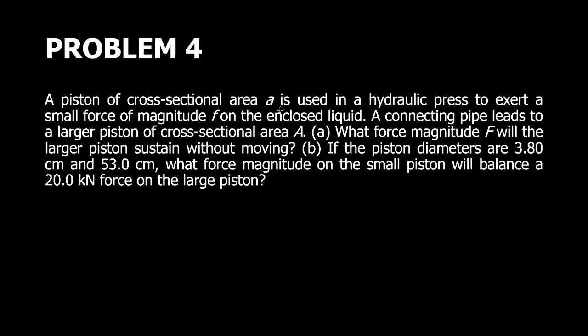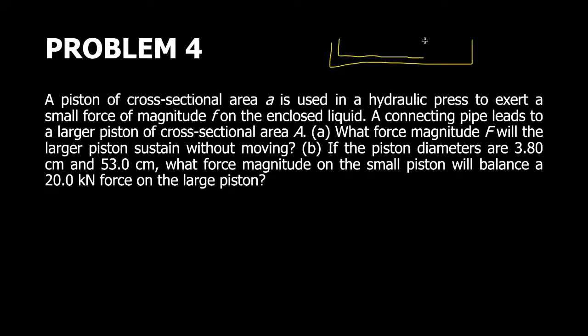For problem number 4, a piston of cross-sectional area little a is used in a hydraulic press to exert a small force of magnitude little f on the enclosed liquid. A connecting pipe leads to a larger piston of cross-sectional area big A. For letter A, what force magnitude big F will the large piston sustain without moving? And letter B, if the pistons' diameters are 3.80 centimeters and 53 centimeters, what force magnitude of the small piston will balance a 20 kilonewton force on the large piston? Let's have a schematic na.